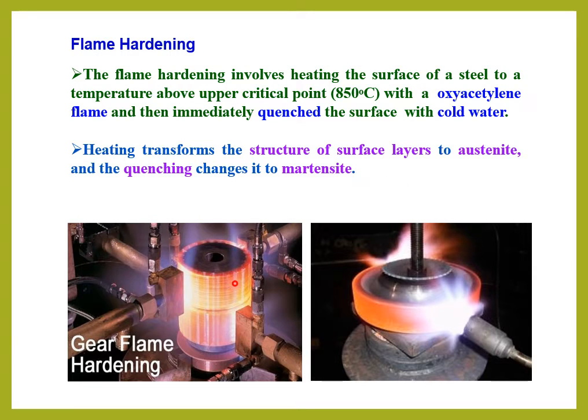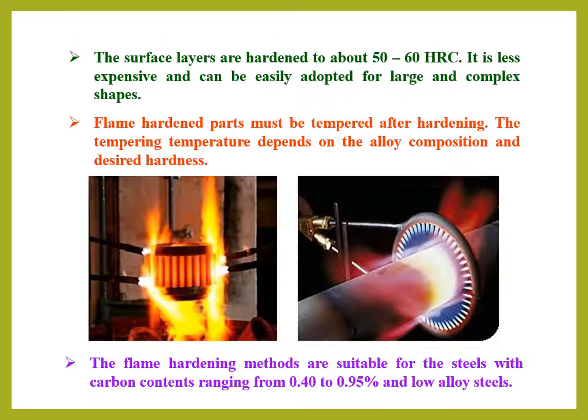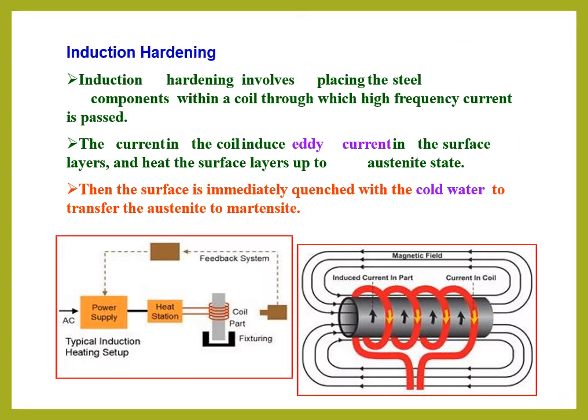Here a gear is taken as an example. We use the oxyacetylene gas flame for heating, then immediately a water pipe is used for cooling. So the properties of this gear will increase. It will have a highly wear resistant surface and it will withstand impact loads. This is about flame hardening. It is suitable for carbon components with around 0.4 to 0.9% carbon.